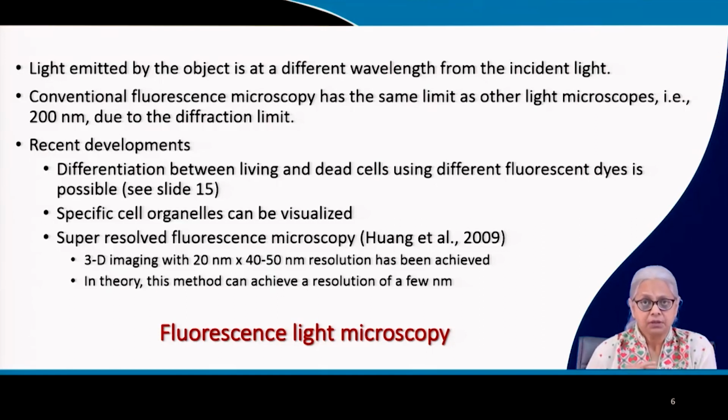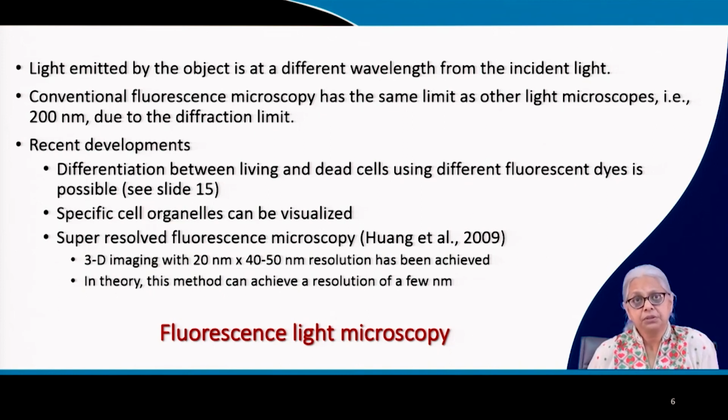So that is a major advancement, you might say, because one of the biggest limitations in microscopy is that we did not have the ability to differentiate between living and dead cells. Now, if we are able to use this kind of method and differentiate between living and dead cells, then it becomes very easy and we don't have to go for plate counts and so on. As I said, we can also visualize specific cell organelles. And then we come to another major advancement.